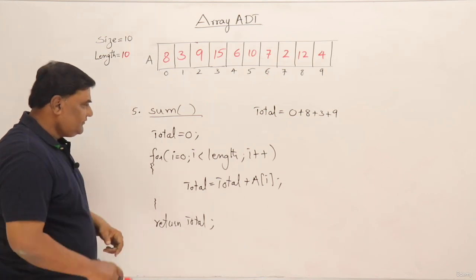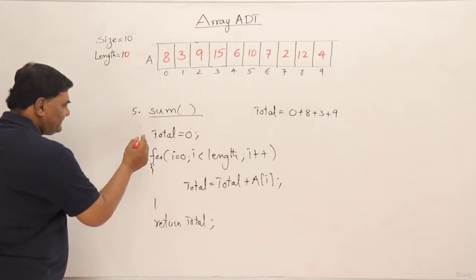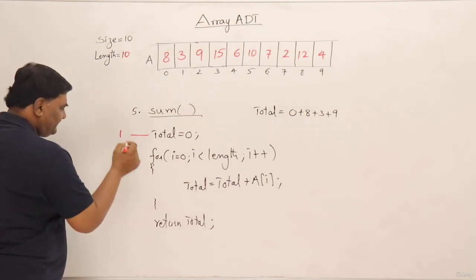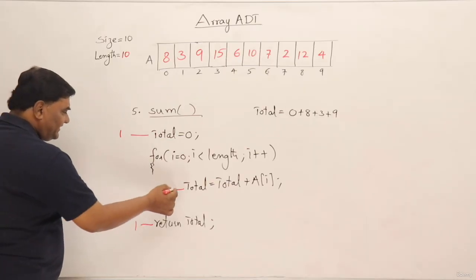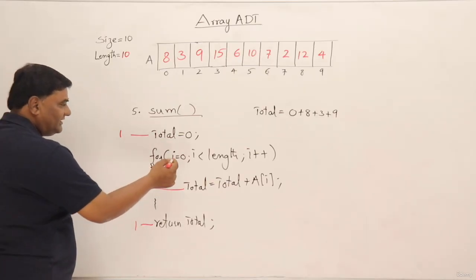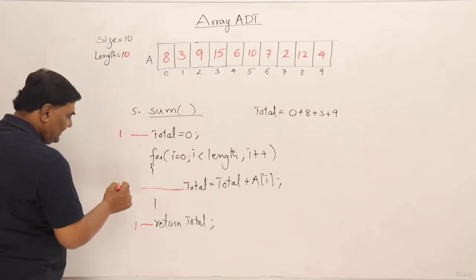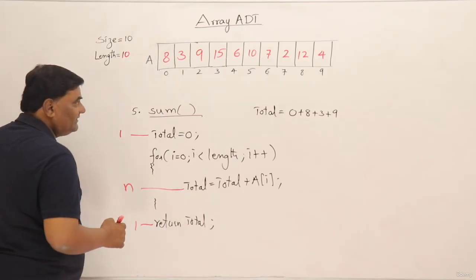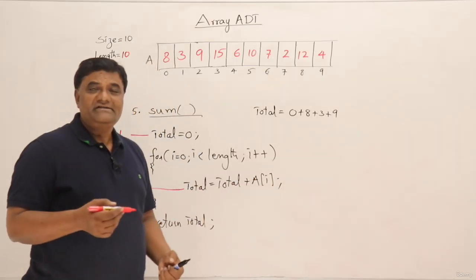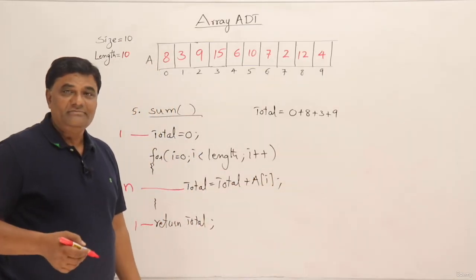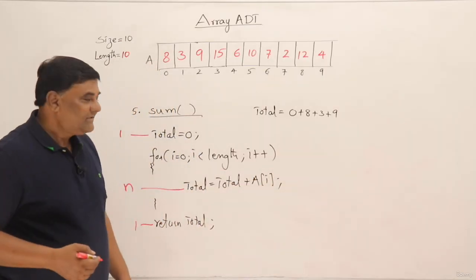Otherwise, from the code, if you see, this statement is a simple statement, constant time. This is constant time, and this will repeat how many times? It is going from 0 to length, so n times, n elements are there. We assume length elements, but let us say n. We usually write the time complexity in terms of n.